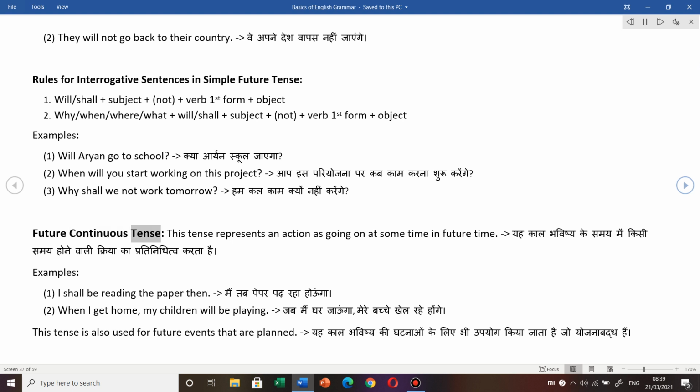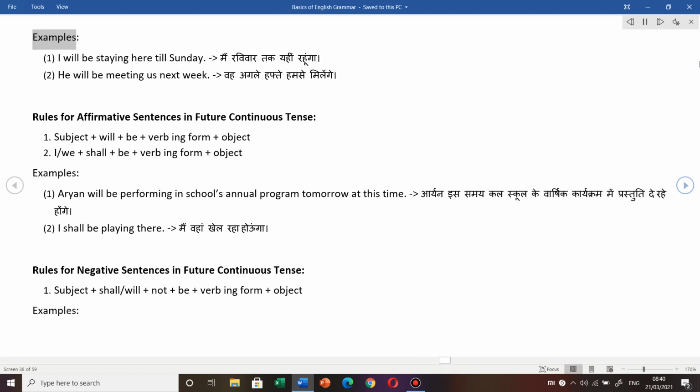Future continuous tense. This tense represents an action as going on at some time in future time. Examples. I shall be reading the paper then. When I get home, my children will be playing. This tense is also used for future events that are planned. Examples. I will be staying here till Sunday. He will be meeting us next week.